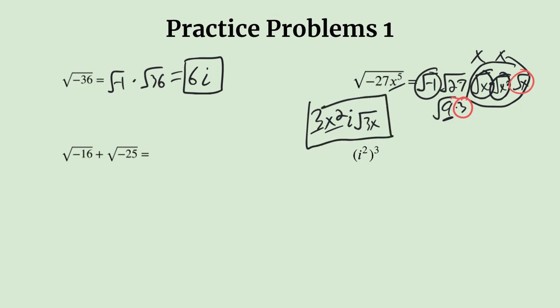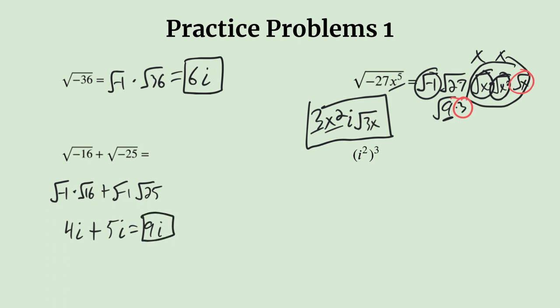Next, we have square root of -1 times square root of 16 plus square root of -1 times square root of 25. So that would be 4i plus 5i equals 9i.